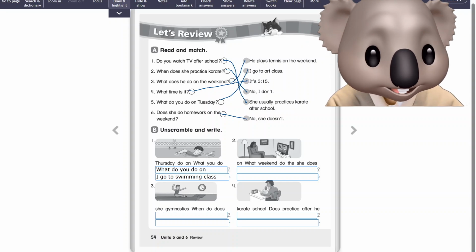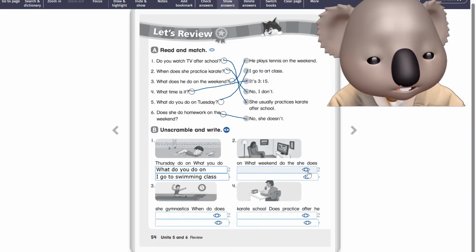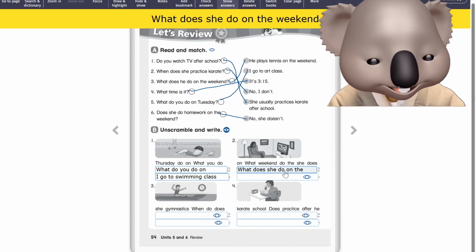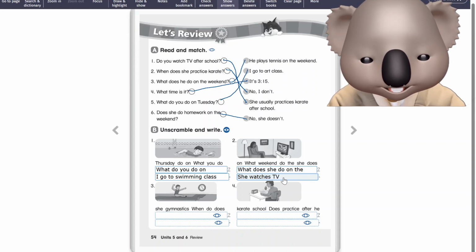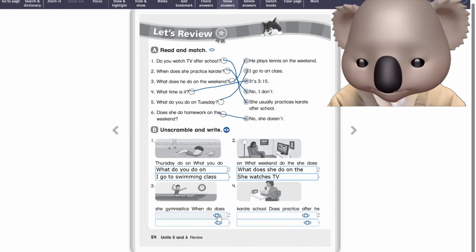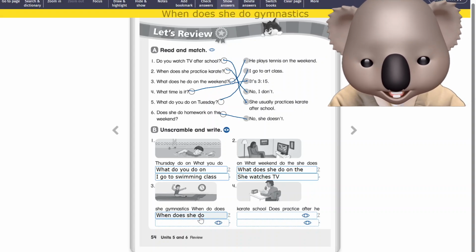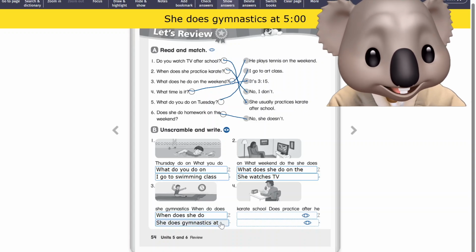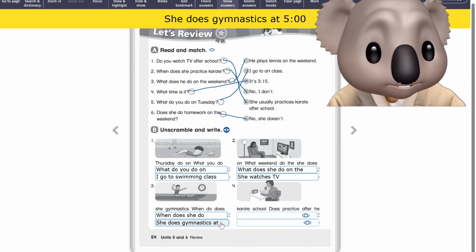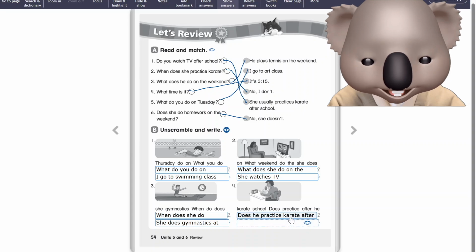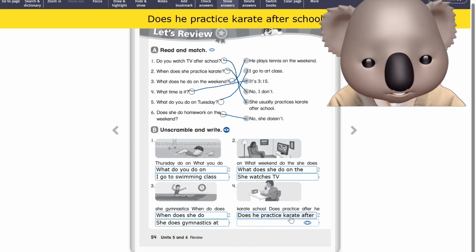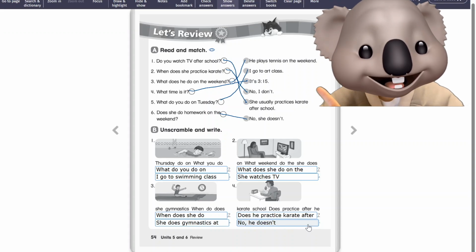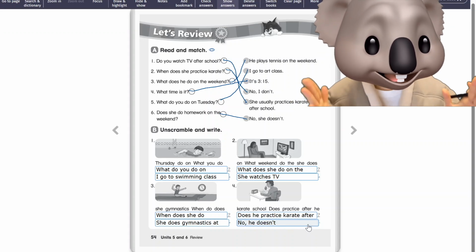No, she doesn't. In number 2, our question should say, what does she do on the weekend? And our answer is, she watches TV. Number 3, our question will say, when does she do gymnastics? She does gymnastics at 5. Number 4, our question should say, does he practice karate after school? No, he doesn't. Check your answers and we'll go to the last page.